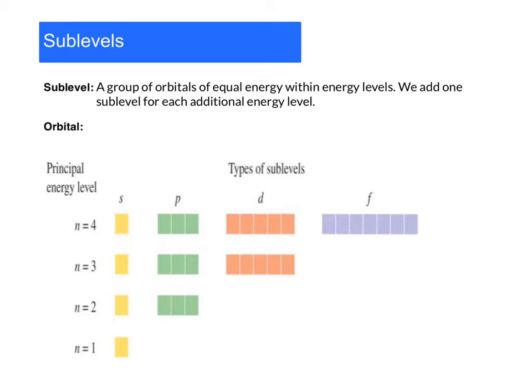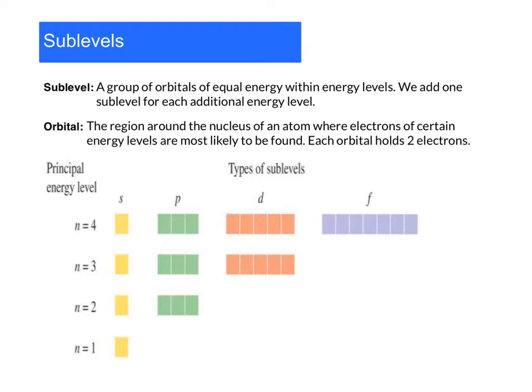And it turns out that there are individual places where the electrons can be within each of those sublevels. The S sublevel has just one orbital. That's why it's represented here by one yellow box. The P sublevel has 3 orbitals, which are represented by these 3 green boxes in each level. And then the D sublevel has 5 different orbitals, and F has 7. And each one of these orbitals holds 2 individual electrons.